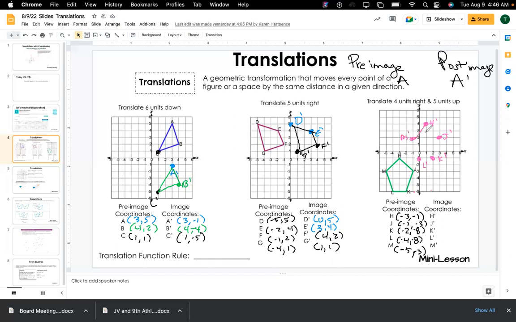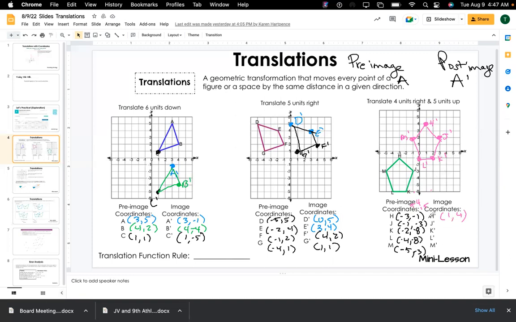Okay, again, this is really easy when they give you a graph, but sometimes they don't do that. Okay, so another way you could do this is you could say -3 plus 4, because we're moving to the right. Okay, so that's going to give us 1, and -1 plus 5. That's going to give us 4. And look at where H is located, 1, 4.